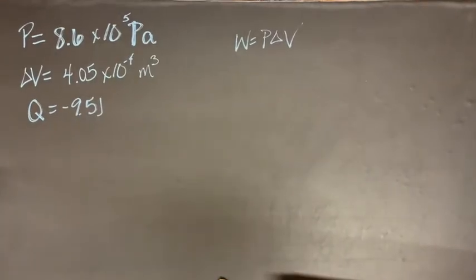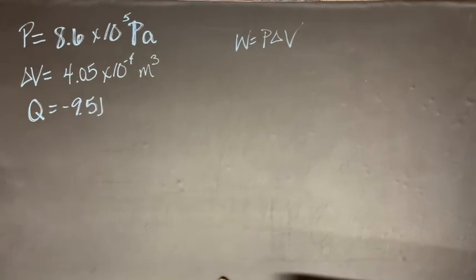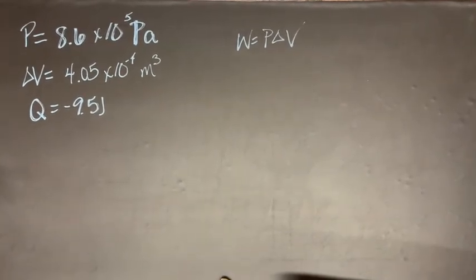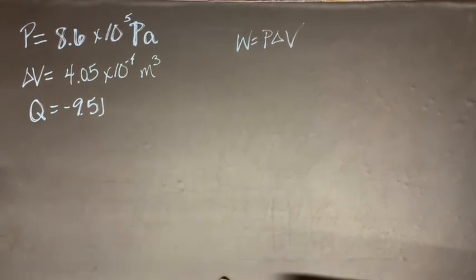Okay, on number 8, a compressor for a jackhammer expands the air in the hammer cylinder to a constant pressure of 8.6 times 10 to the 5th pascals. The increase in the cylinder's volume is 4.0 times 10 to the negative 4th meter cubed. During the process, 9.5 joules of energy is transferred out of the cylinder as heat. So we have a pressure, our change in volume, and our heat transfer, which is negative 9.5 joules. It's asking us to first find the work done.